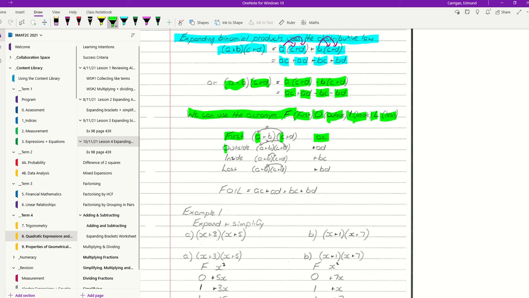Now we're going to multiply the outside ones in the bracket. We're looking for the ones that are outside. So that one's outside that bracket, and if we group them together, the outside two numbers give us plus AD.